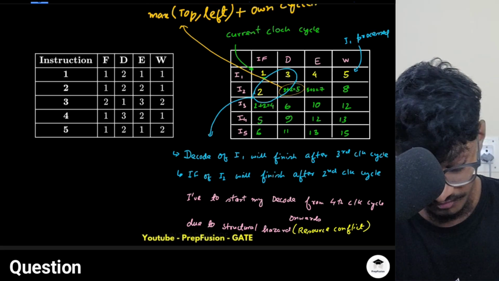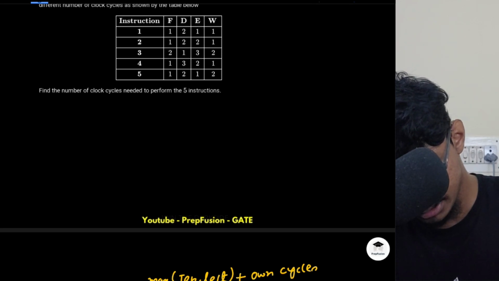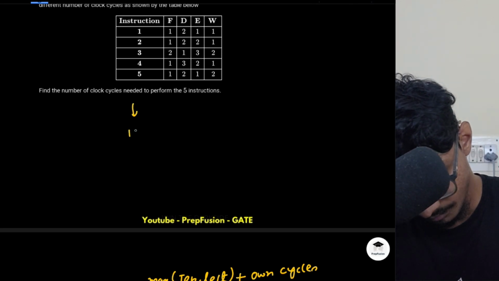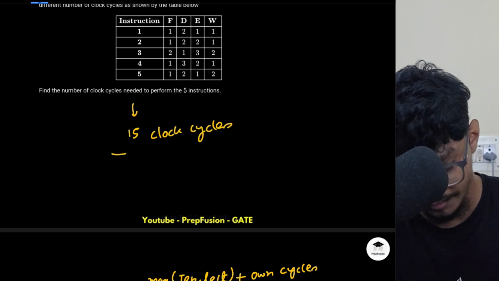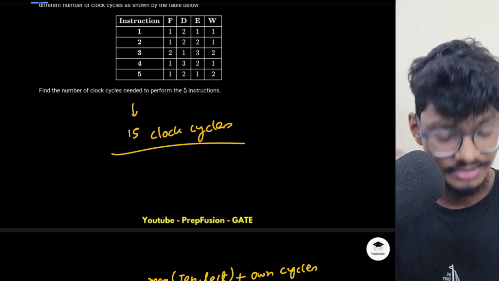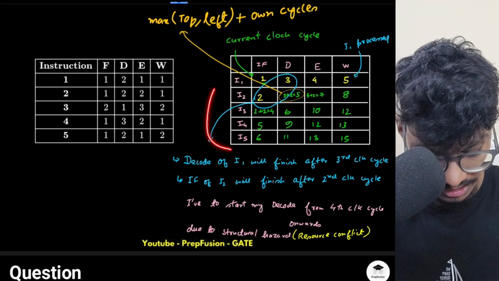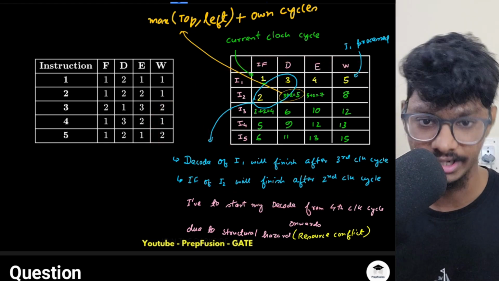Okay, so after 15 clock cycles, I will be able to perform my 5 instructions. My 5 instructions will be processed. Okay, so this question is very elegant. If you couldn't understand, please rewind that portion again. That is the most important point of this particular question. So this type of question can also be asked.